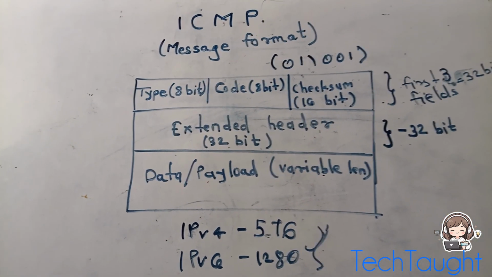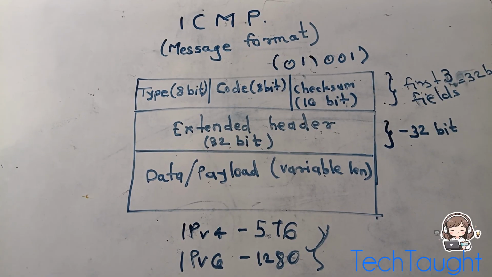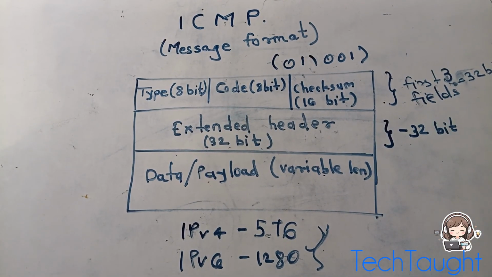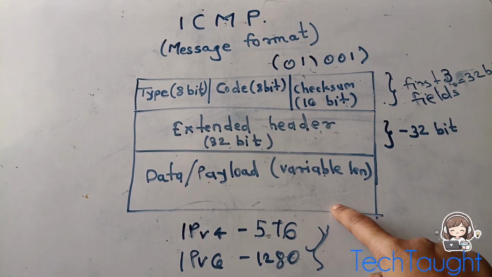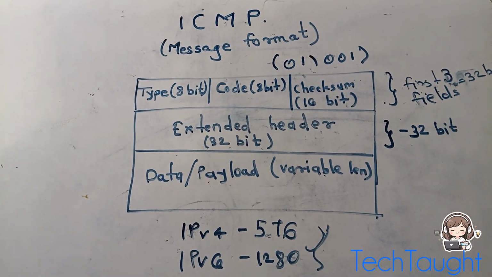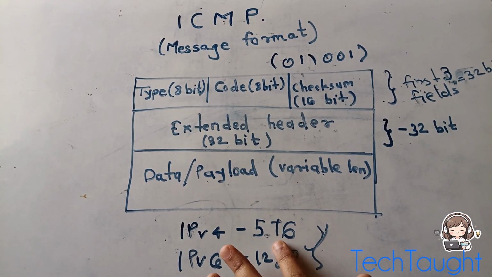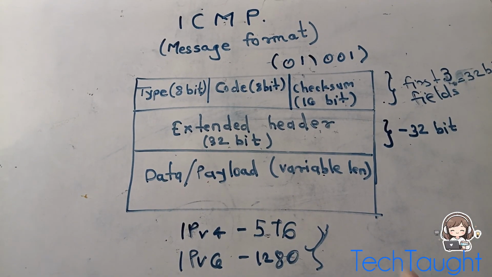So the next is the extended header. It points out the byte locations and identifies which can further cause a problem. The extended header points to the byte locations. And the last part of the ICMP message is the data or payload. Its length is variable, and in case of IPv4 it is 576, and in case of IPv6 it is 1280, and it stores the data or payload information. So this is all for the ICMP message format. Yeah, thank you.